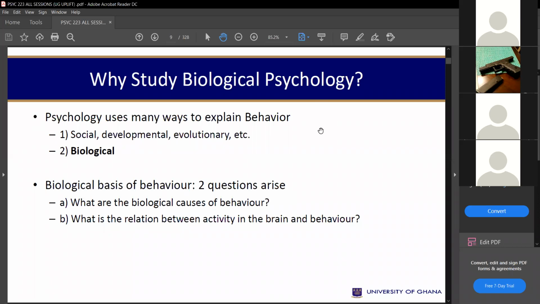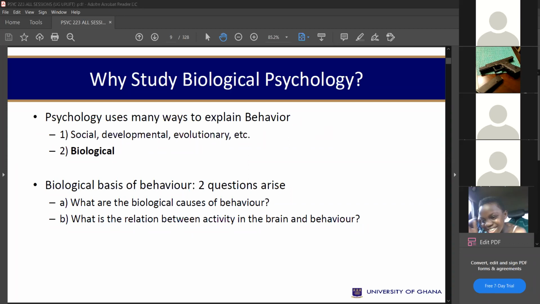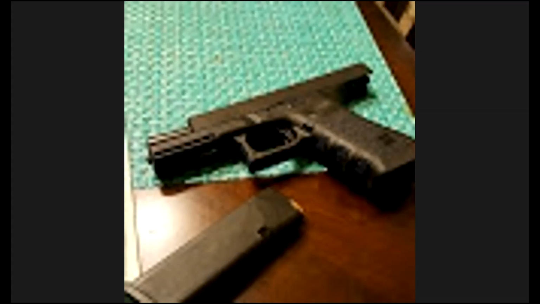Okay, so the central nervous system consists of the brain and the spinal cord. And the peripheral connects other parts of the body to the central nervous system.